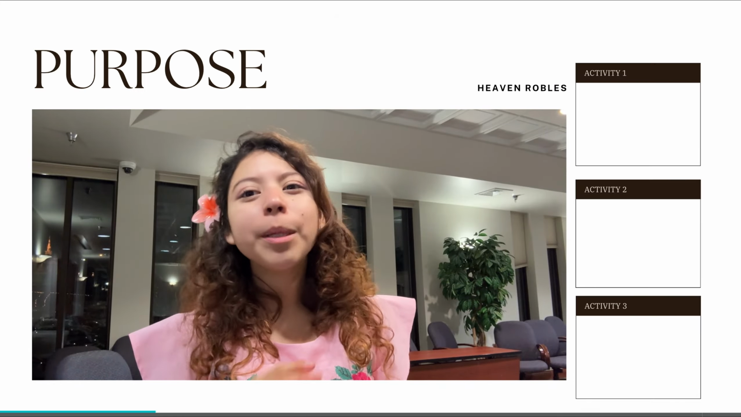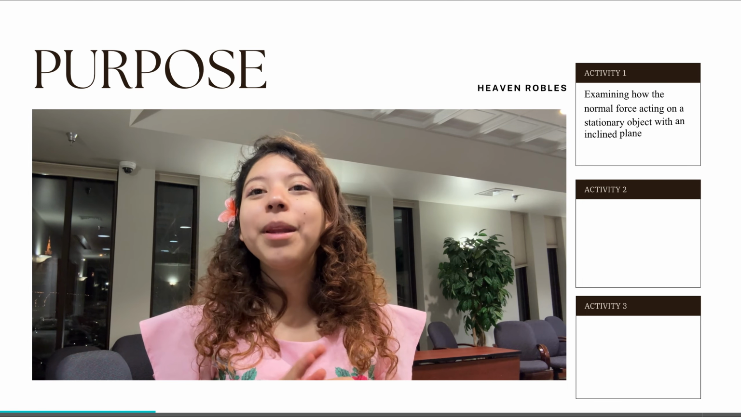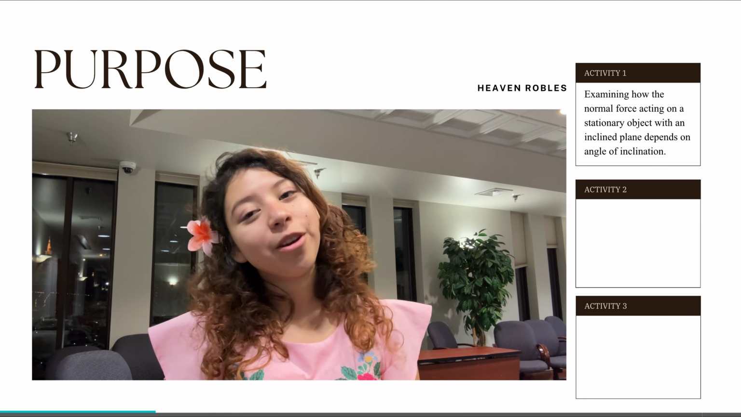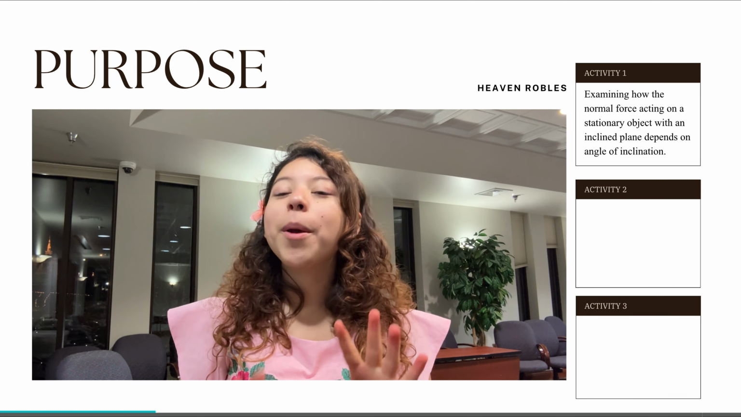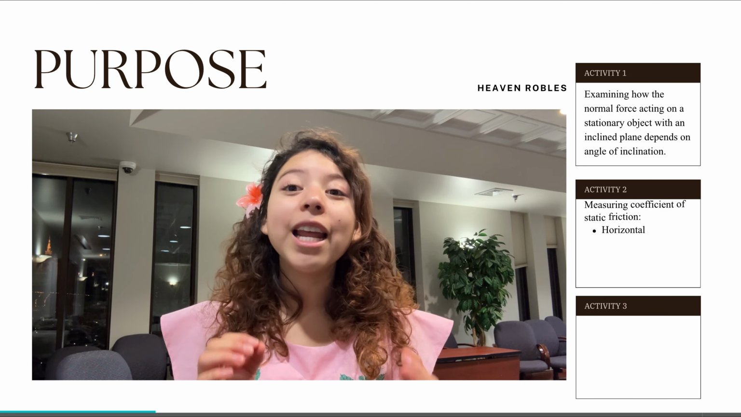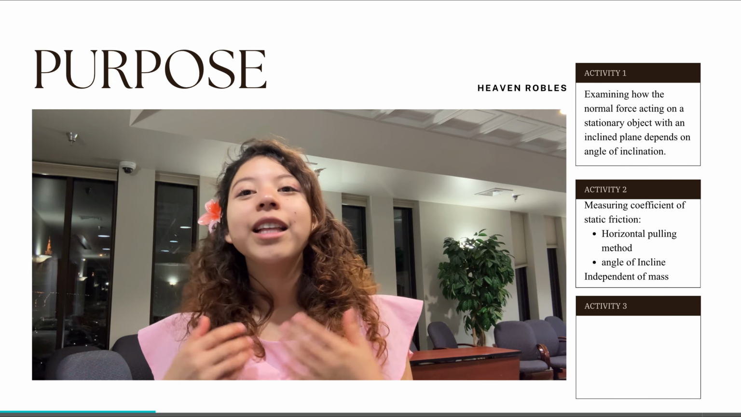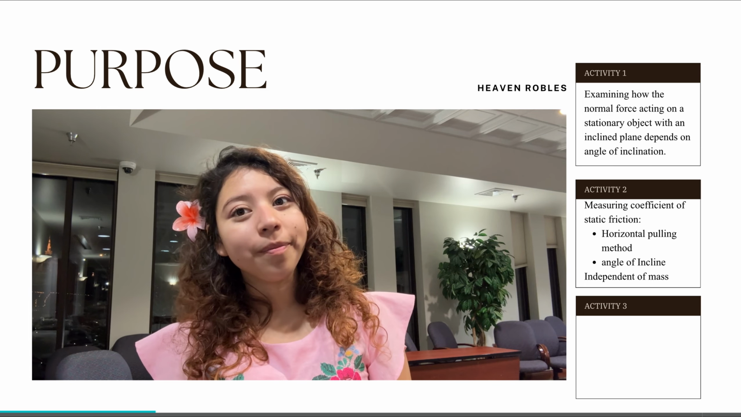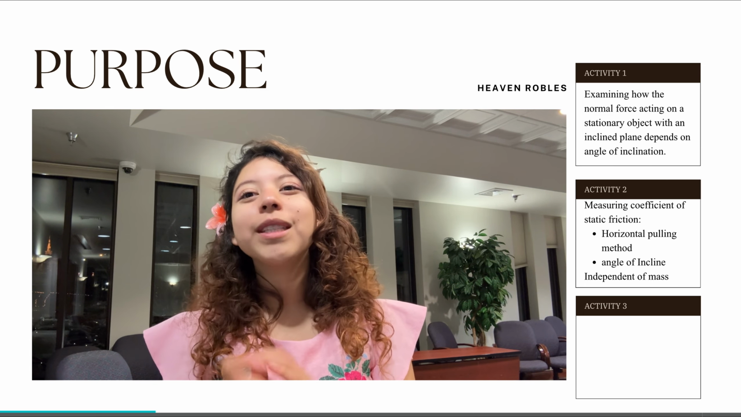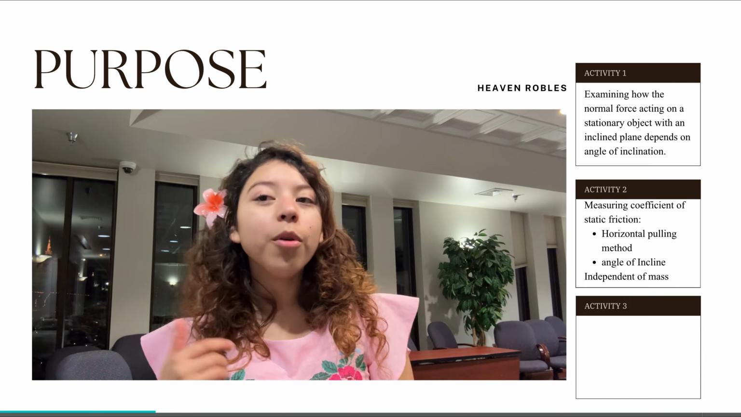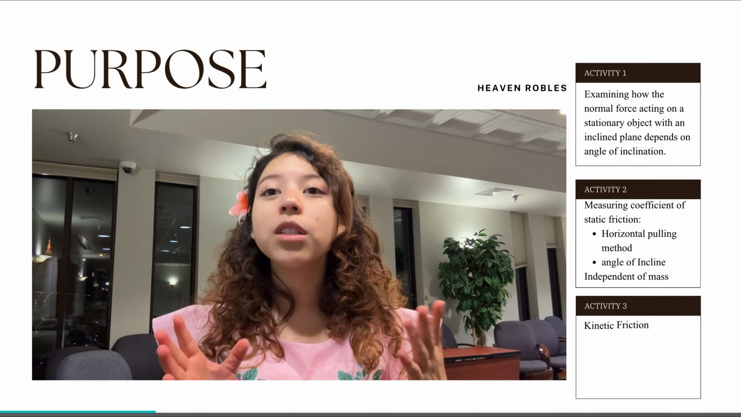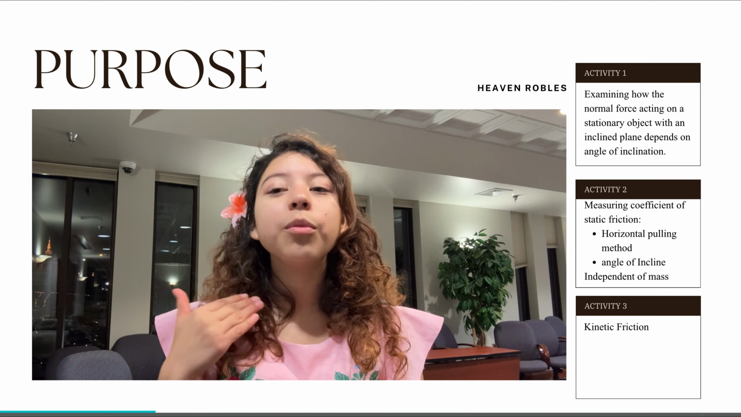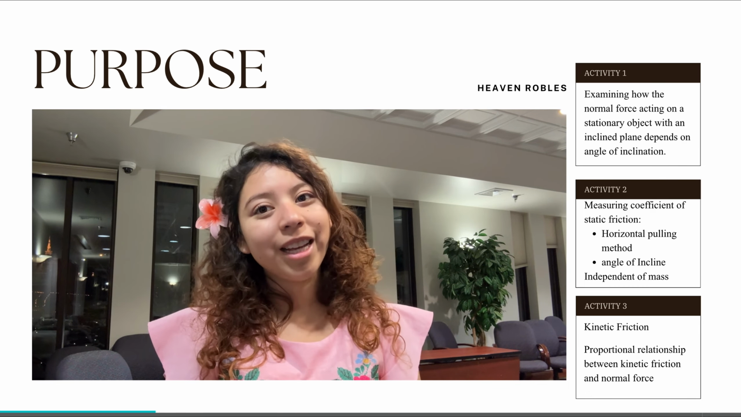With the first activity, we want to deepen our understanding of contact forces by examining how the normal force acting on a stationary object on an inclined plane depends on the angle of inclination. For activity 2, we compare 2 methods of measuring the coefficient of static friction, the horizontal pulling method and the angle of incline, and that is the way we verify that it is independent of the mass of the block. In activity 3, we want to examine how kinetic friction influences the motion of an object after sliding begins by applying Newton's laws to situations involving constant velocity and constant acceleration, and see the proportional relationship between kinetic friction and the normal force acting on the object.